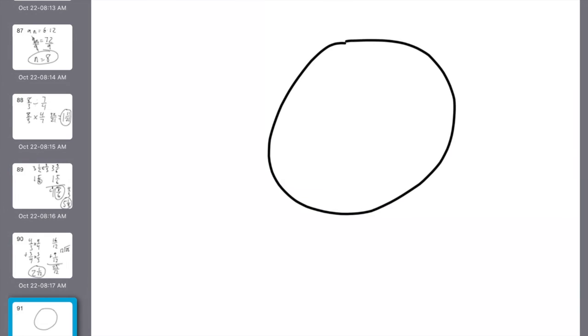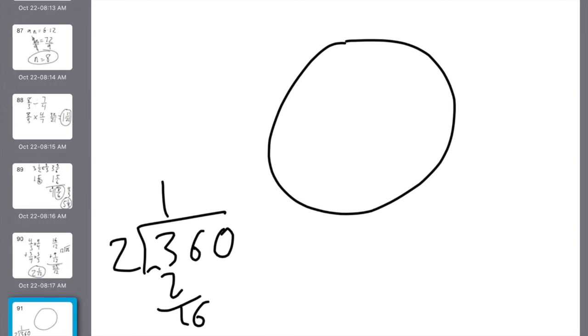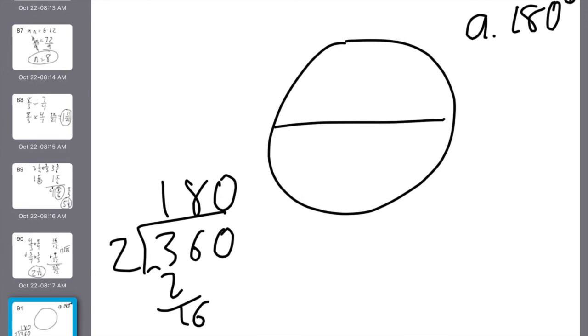Number 30, a half a circle or half turn measures how many degrees? A whole circle is 360. Cutting it in half goes once. 16 is 8 into 0, 0. So you might have known that. A half a turn would have been 180 degrees.